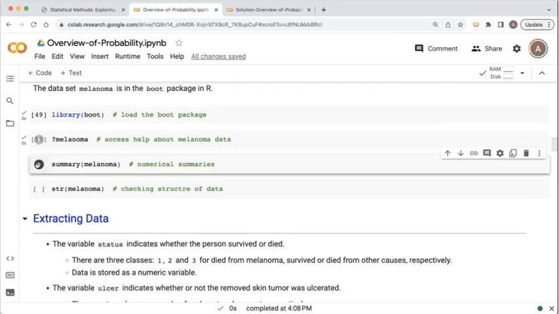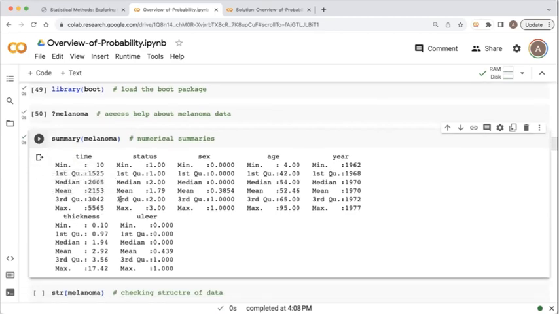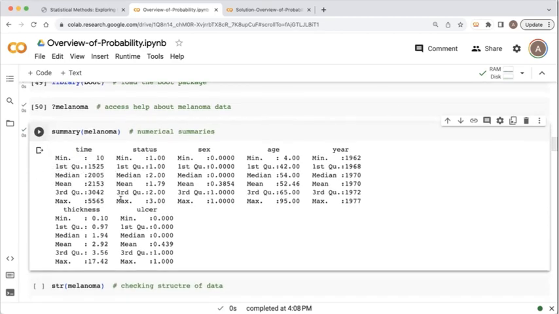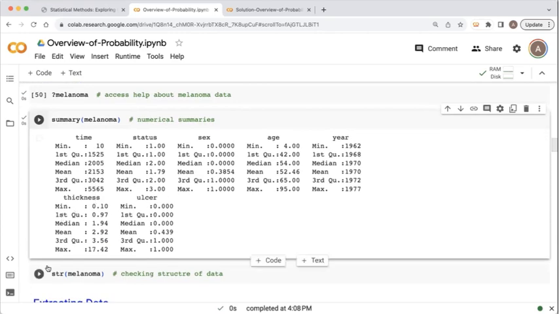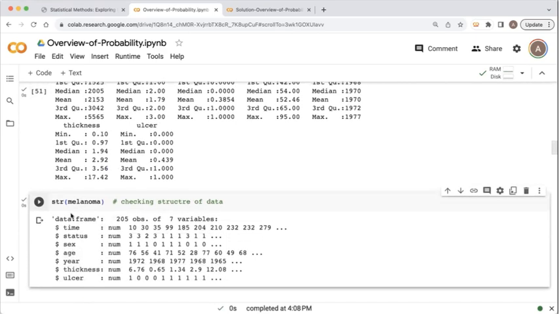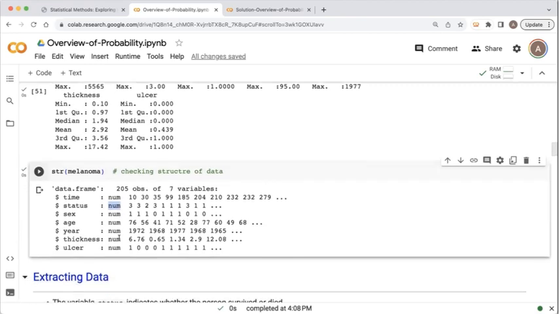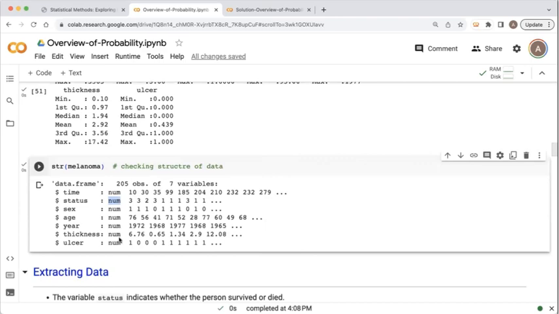A good initial way to investigate the data is to run a summary command and take a look at numerical summaries of all of these variables. We can see that everything here is being stored numerically. We can see that with a structure command as well. So even variables such as sex and ulcer and status, which should be categorical variables, are coded with numbers and are being read as numeric variables.